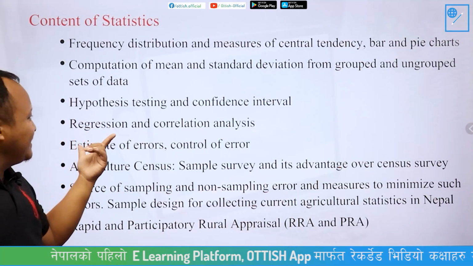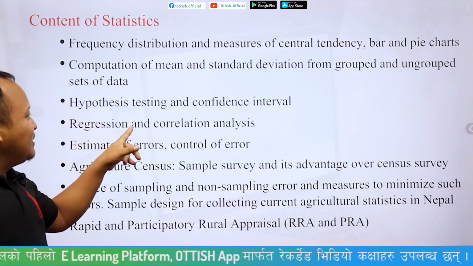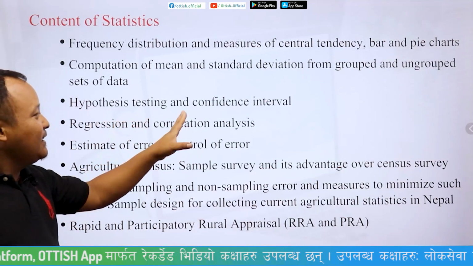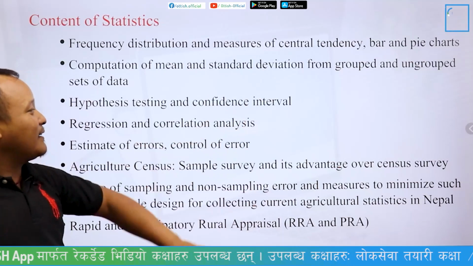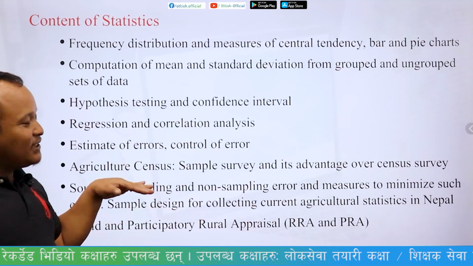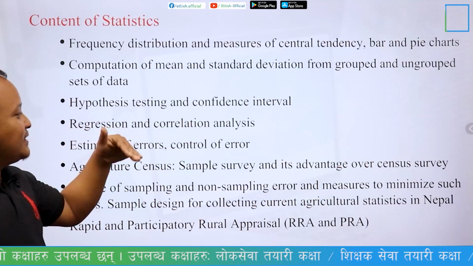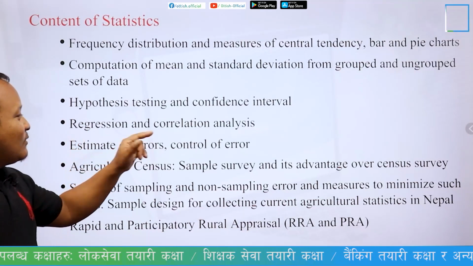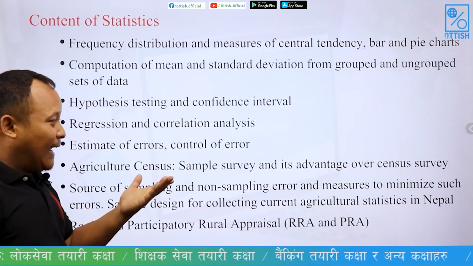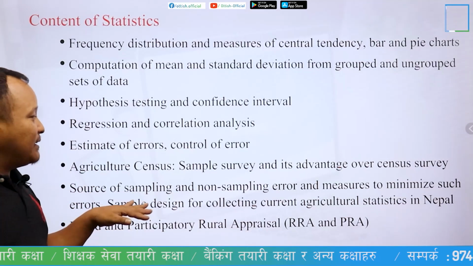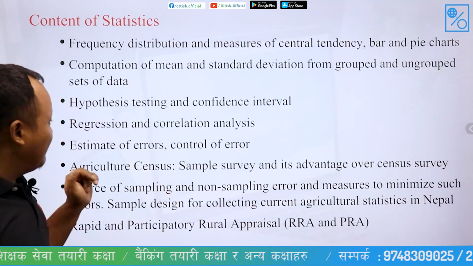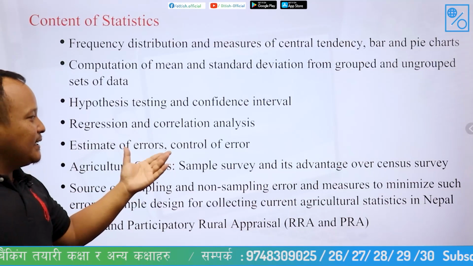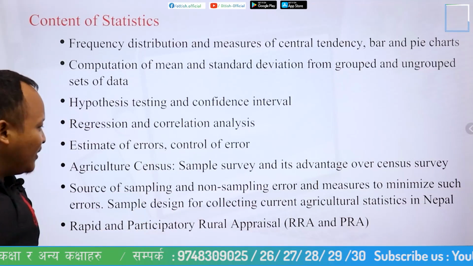Within inferential statistics, these are the terms: hypothesis testing, also said to be a test of significance, and confidence interval, which is a part of the estimation. Similarly, next is the cause and effect relationship between two or more variables, that is regression and correlation analysis, where at least two variables should be measured for the relationship between them. Another is based upon the different types of error, that is estimation of error, based on the sampling and control of error.